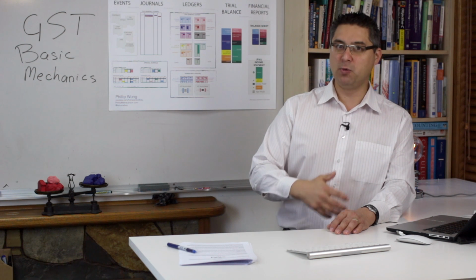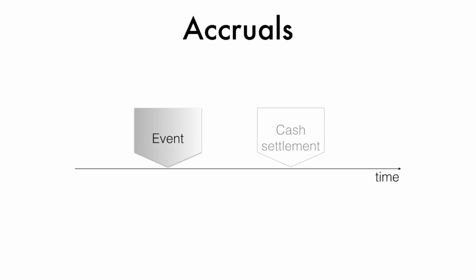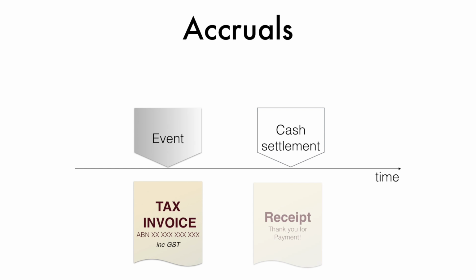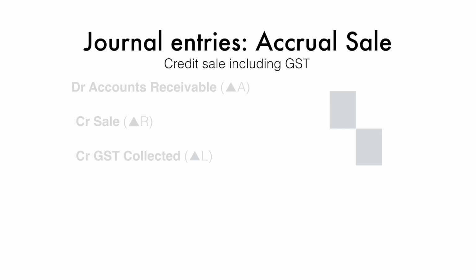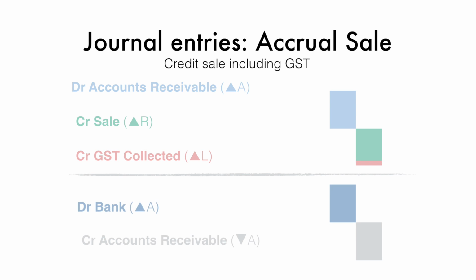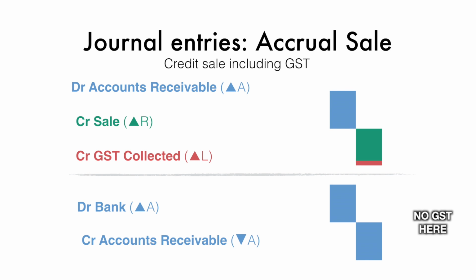In the rest of this course, we're going to use accrual. So this means that you should always assume that GST is recognised on the accrual basis. GST will apply to the economic event rather than the cash settlement event. A credit sale will look something like this, with GST being charged at the point of sale. Debit accounts receivable, which is an asset, credit sale, which is revenue, credit GST collected, which is a liability. And when you collect the cash, debit bank, credit accounts receivable. Note, there is no GST entry when the cash is collected in the second journal entry.